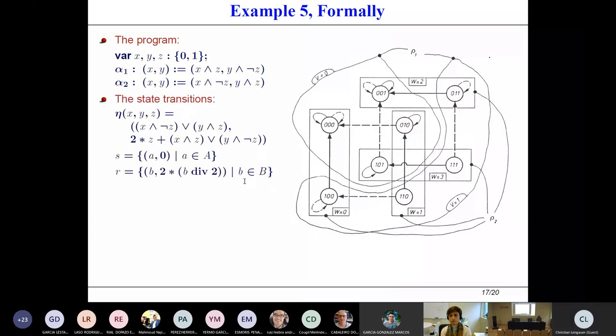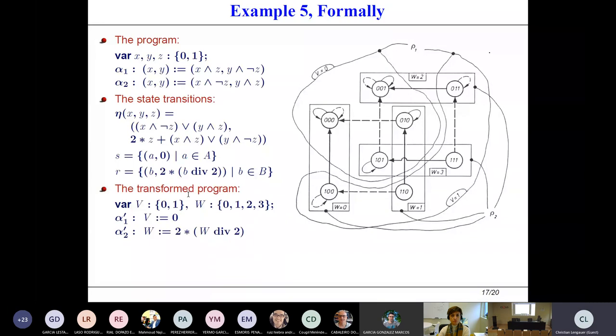Here is eta, with S, which works only on A, and R, which works only on B. And from that, to synthesize the target program is very simple, because one assigns to the variable V and the other one assigns to the variable W, and here's your transformed program. As the state space says, V has only two values, 0 and 1, W has four values, and here are the according assignments that give you these state transformations. Okay, and that's the end of our illustrations and of our formal definitions.